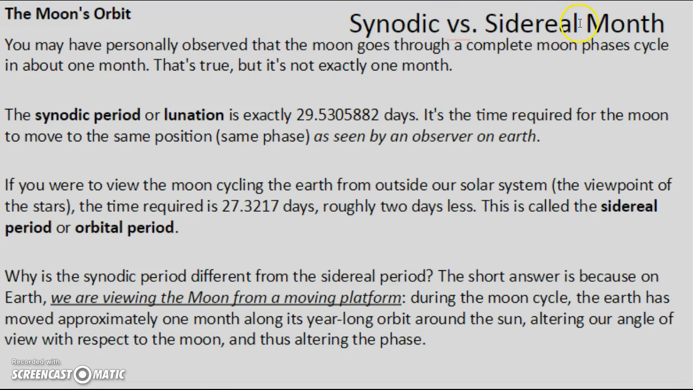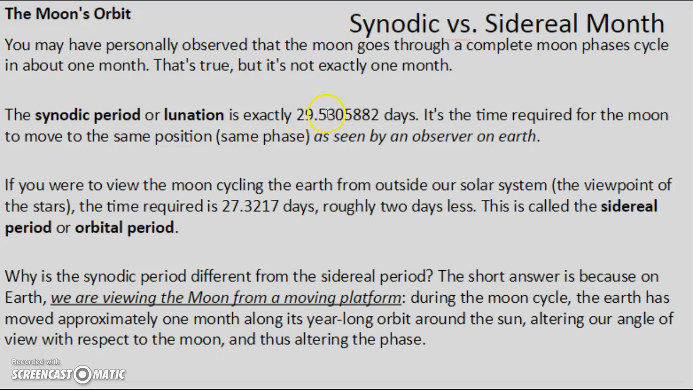So two very key terms that we have to make sure we pay attention to are what are called synodic and sidereal months. You may have personally observed that the moon goes through a complete set of phases, the cycle, in about 1 month. And that's true, but that's not exactly 1 month. The synodic period, or sometimes it's called lunation, is exactly 29.530582. Let's call it 29.5 days. It's the time required for the moon to move to the same position or the same phase as seen by an observer on Earth. Now this is very key here.